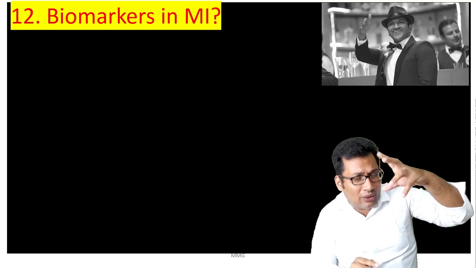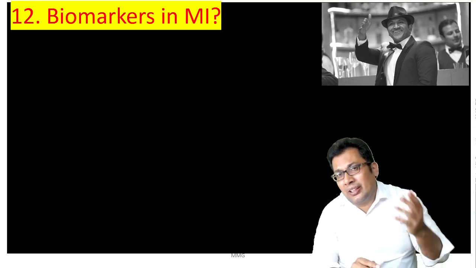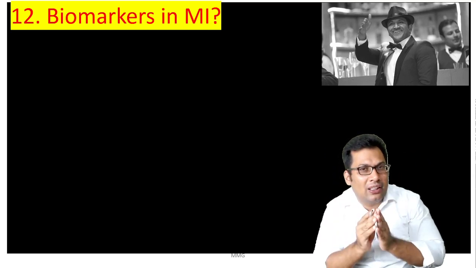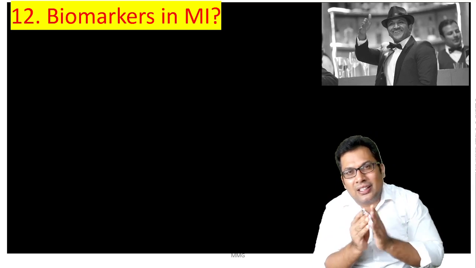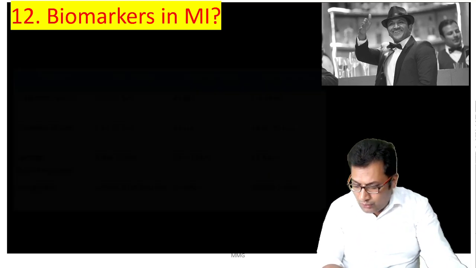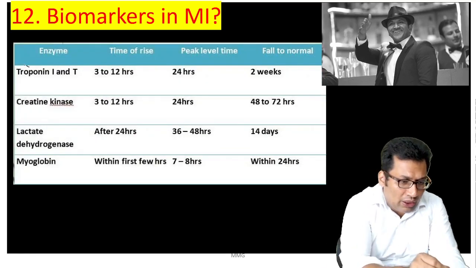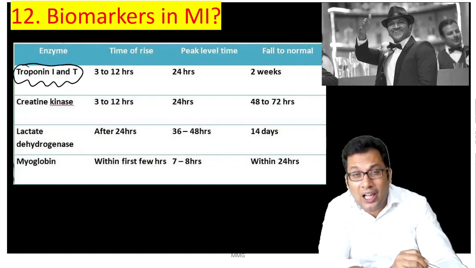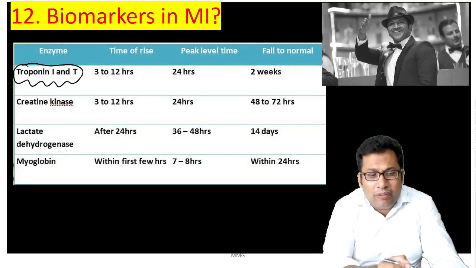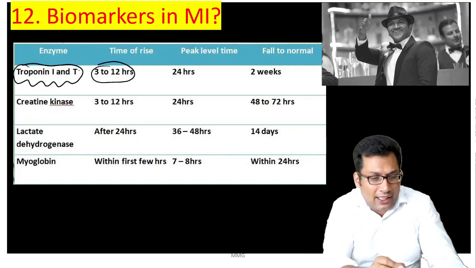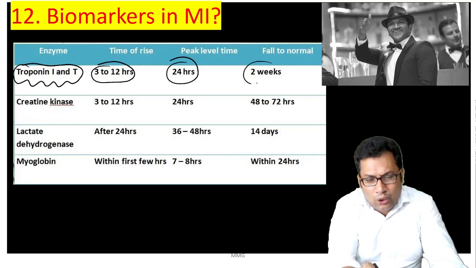What happens in your plasma? What are the markers actually? One thing you should answer: troponin I and troponin T. Then creatine kinase, that is CPK2, myoglobin, lactate dehydrogenase. So what are the four? First is troponin I and troponin T. Which is important? I is important; you can remember I for important troponin. When is it going to rise? 3 to 12 hours. Peak level time 24 hours. Falls to normal in 2 weeks.